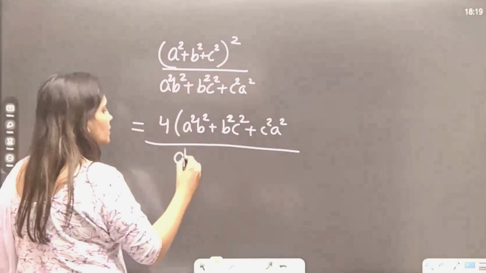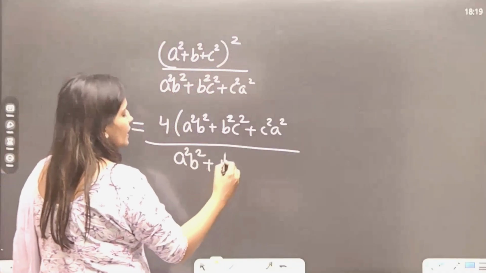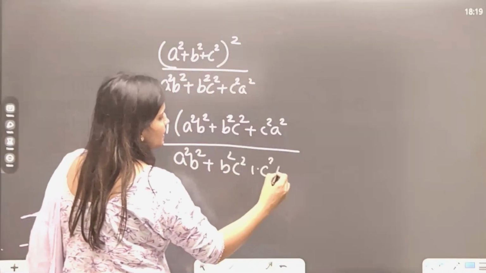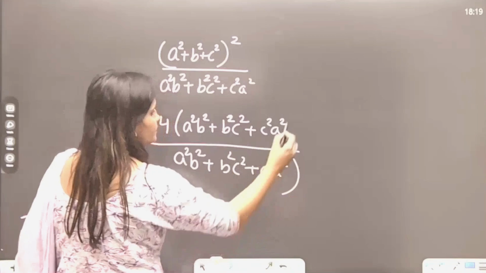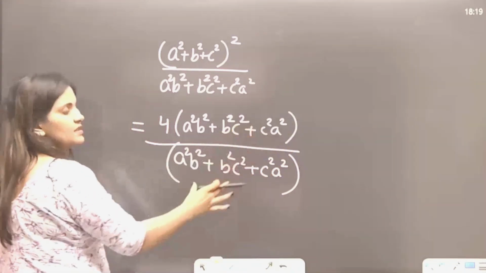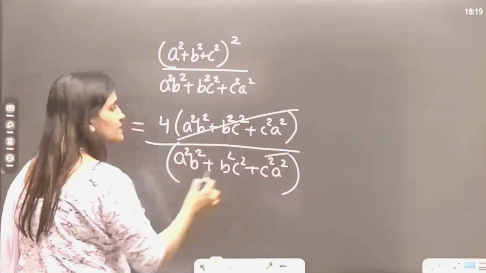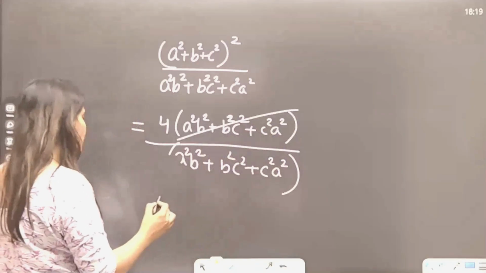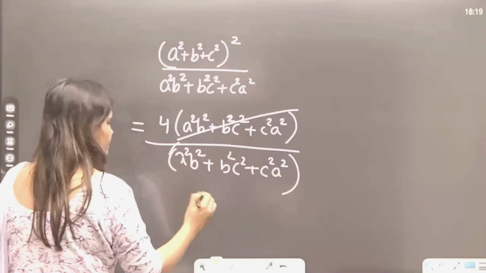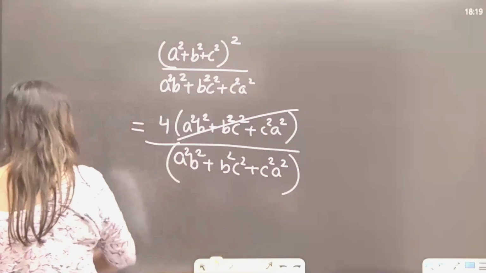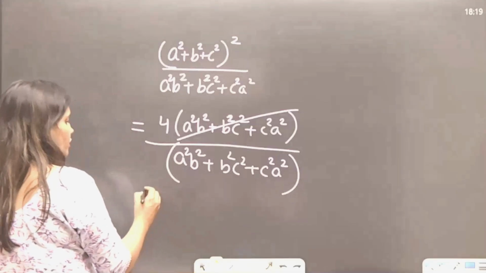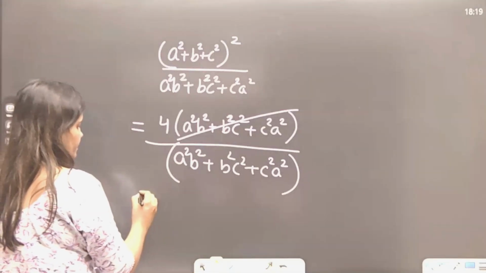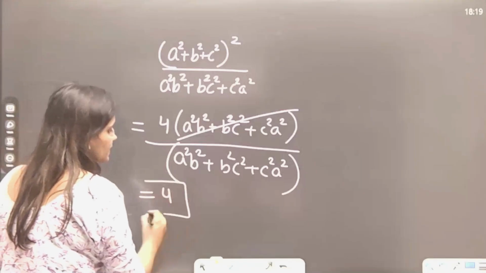Now we place the denominator as it is, and we found that this particular portion is similar. This and this are the same, so this got cancelled out and our answer came out to be 4. So 4 is the correct answer.